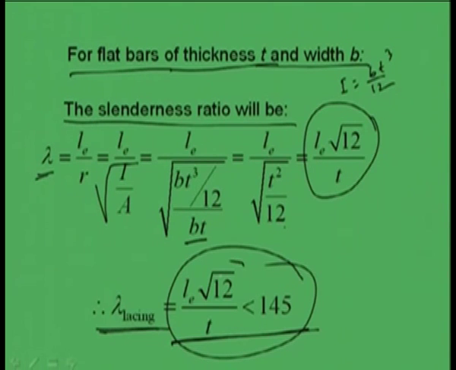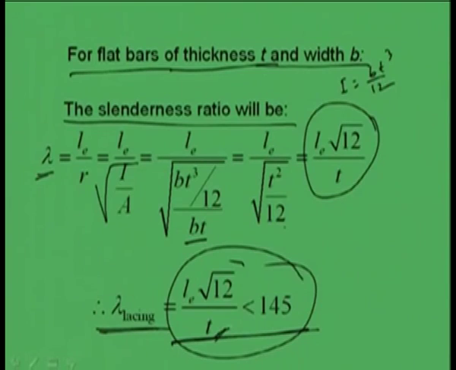That means the slenderness ratio does not depend on the width of the lacing. So, whether we increase or decrease the width of the lacing, it does not matter, because we have to see what is the thickness and LE, and LE more or less becomes fixed because of the spacing and angle of inclination. So, what we can change is the T. If we increase the thickness of the lacing system, then the lambda will decrease.